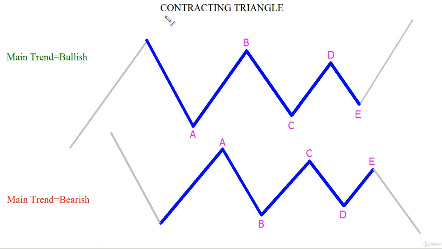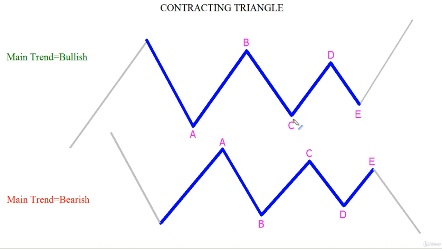Now let's discuss a contracting triangle. This in front of you is actually a contracting triangle, right? In a contracting triangle, all these waves A, B, C, D, and E should not go beyond the origin of the previous wave. Just like here, this wave B did not go beyond the origin of wave A. Wave C did not go beyond the origin of wave B. Wave D did not go beyond the origin of wave C, and wave E did not go beyond the origin of wave D.